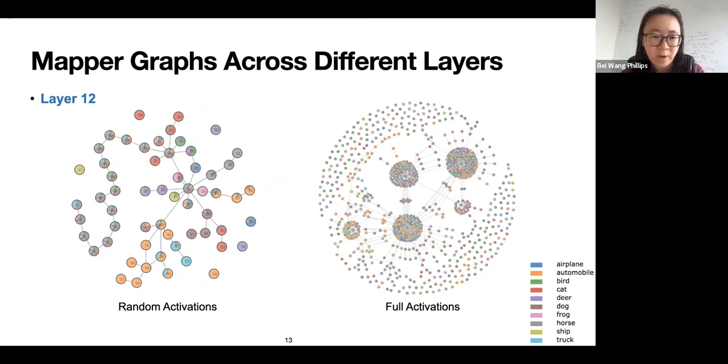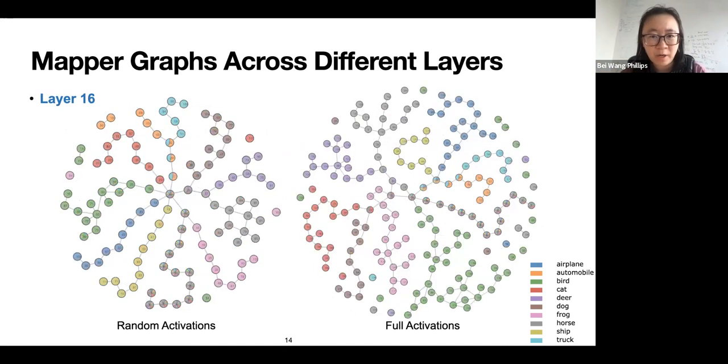Okay. All right. So the next is kind of a zoomed-in view of it. The left is a random sample at layer 12, and the right is the full set. So layer 12, layer 16, you can see that the left is random, the right is full, like 1 million activations. You still see the nice branching structure between horse and deer, which is purple and gray, and then automobile and truck, where truck is a light sky blue and automobile is orange.